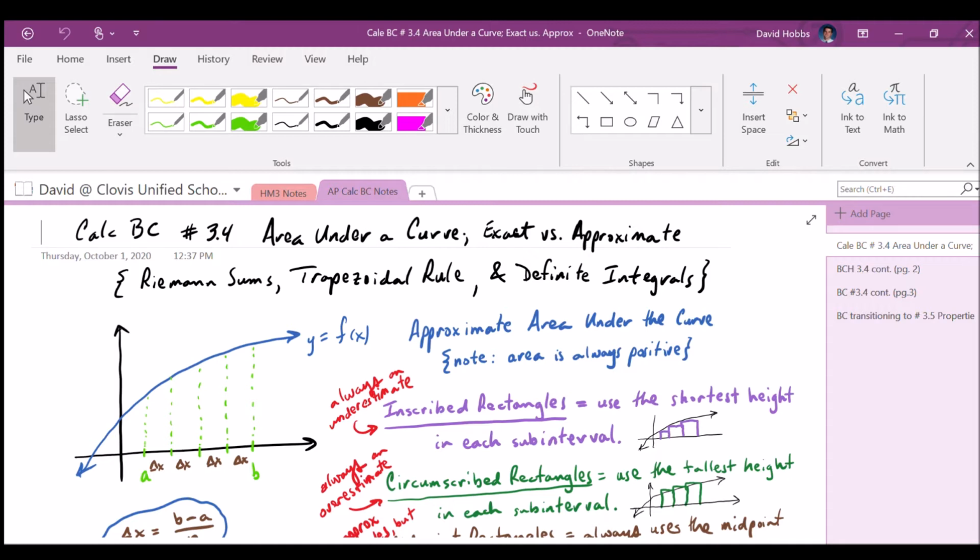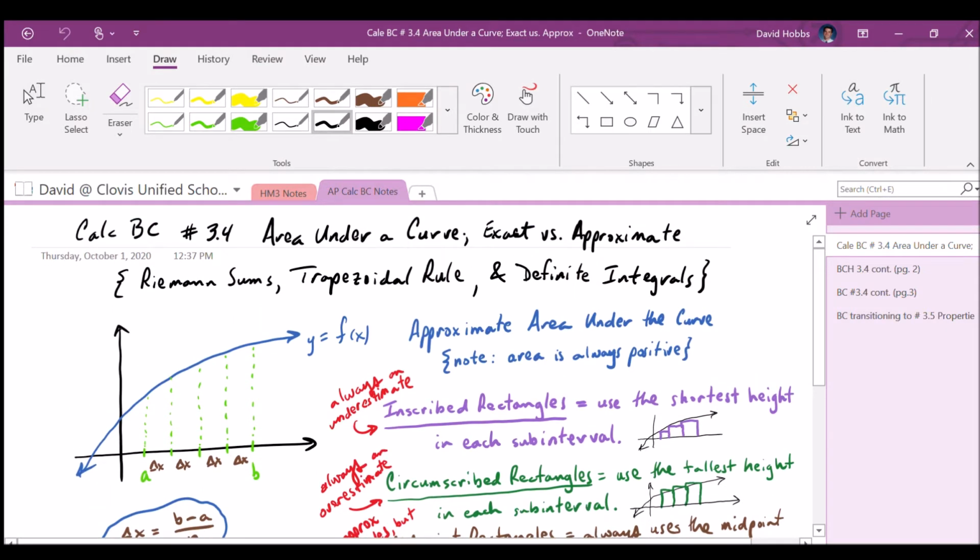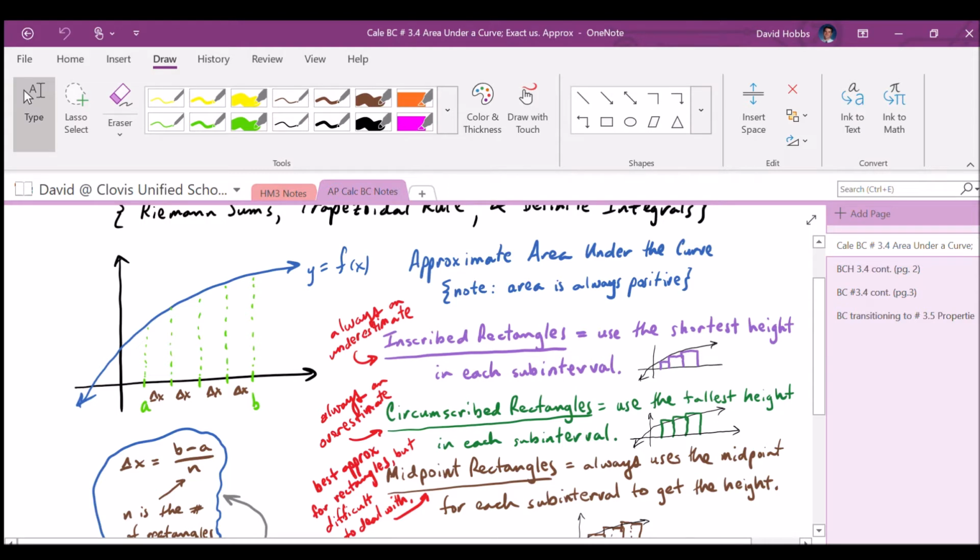If we're doing approximate area under the curve, and by the way, remember the area is always a positive value, we can do inscribed rectangles. By the way, Riemann sums. Riemann starts with an R. Riemann rectangles, Riemann sums. So, inscribed rectangles, you always use the shortest height in each subinterval. So there's always going to be an approximation because there's always a little bit under the curve that these rectangles don't get. So it's always an under approximation for inscribed rectangles.